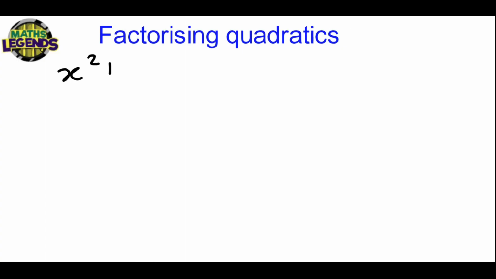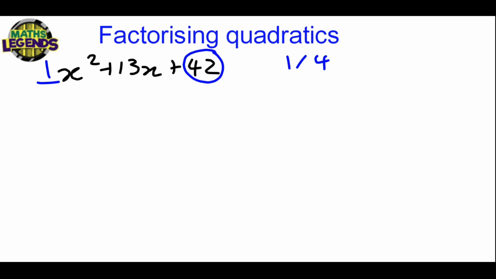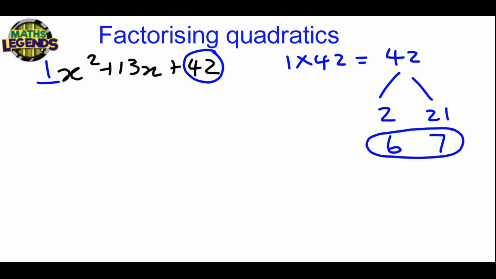X squared plus 13x plus 42. So again, we look at the number in front of the x squared, which is 1, and we look at the last number, which is 42. So now 1 times 42 is 42, and we look at the pairs of 42. So we have some options. So here we have 2 and 21, 6 and 7. Okay, so now we've found a pair here, so we can stop here, that adds up to 13, which is the number in the middle.